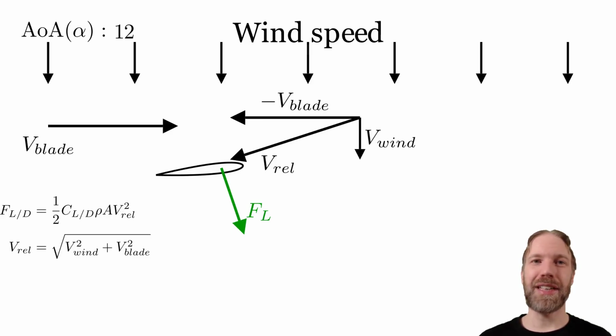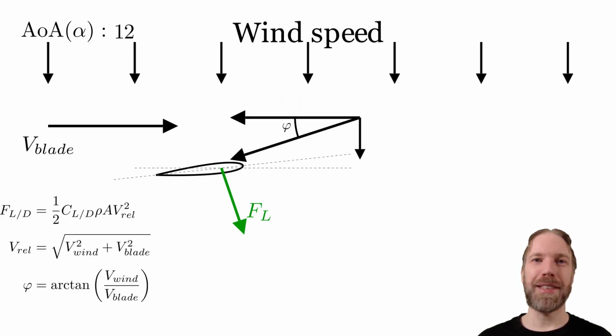Call the direction of the relative wind speed the angle of relative wind. This will be denoted by the variable phi, which can be calculated using arctangent. We can now define the pitch angle as the angle between the chord line of the blade and the direction of the blade motion. Call the pitch angle theta p. The angle of attack is still the angle between the blade chord line and the relative wind speed. Directly from geometry, we see that the angle of attack can be calculated as the difference between the angle of relative wind and the pitch angle.